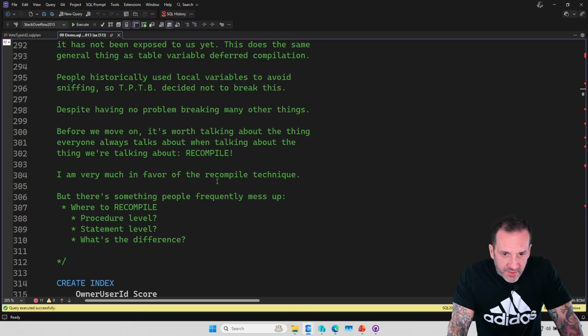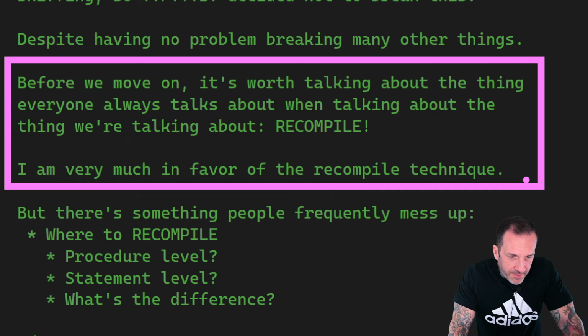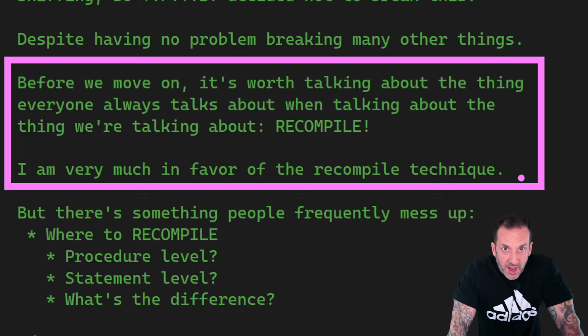So let's move on. Because what we have to talk about, at least probably the last thing in this video, is recompile. So I love recompile. I think it's a fantastic technique to use. There are of course some caveats around plan compilation time and execution frequency. But for reporting type queries, I don't see a reason to ever not have a recompile. You would have to convince me to not put a recompile hint on a reporting query more than you would have to convince me to put one on.